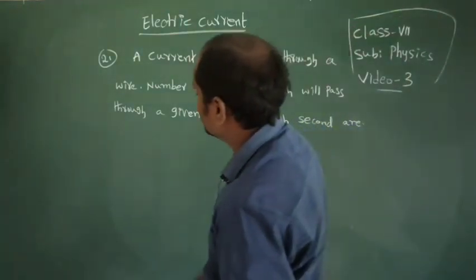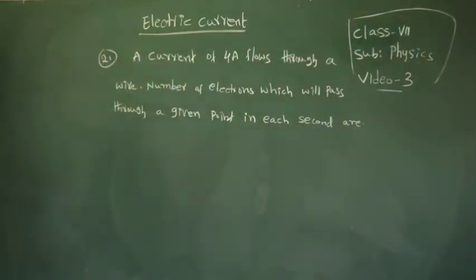Now, question number 20, first one. Is a current of 4 amperes flowing through a wire. The number of electrons which will pass through a given point in each second. Our aim is to find the number of electrons N.